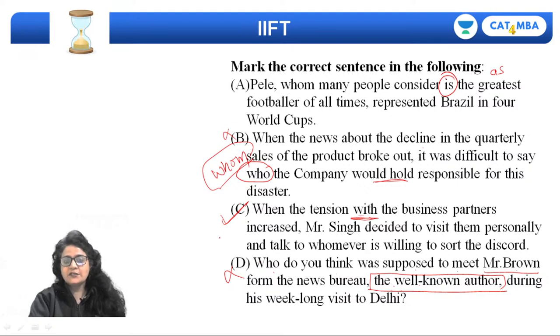Yes, what you are saying for D is absolutely correct. But here, whoever is correct, because Mr. Singh decided to visit them personally and talk to whoever. The subject is Mr. Singh. He is going to talk to whoever.